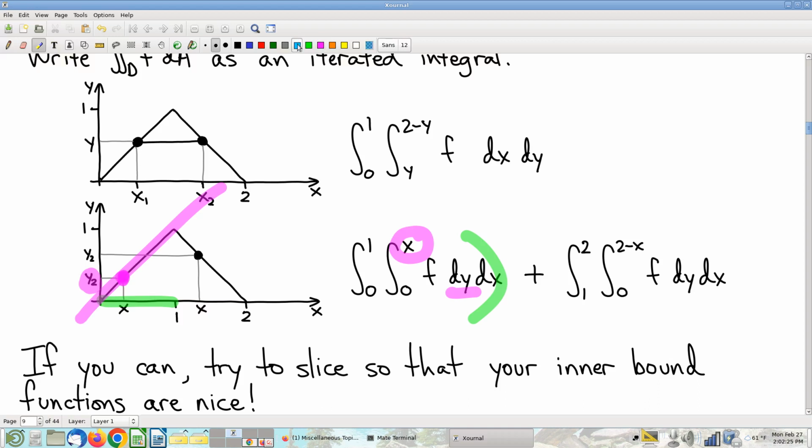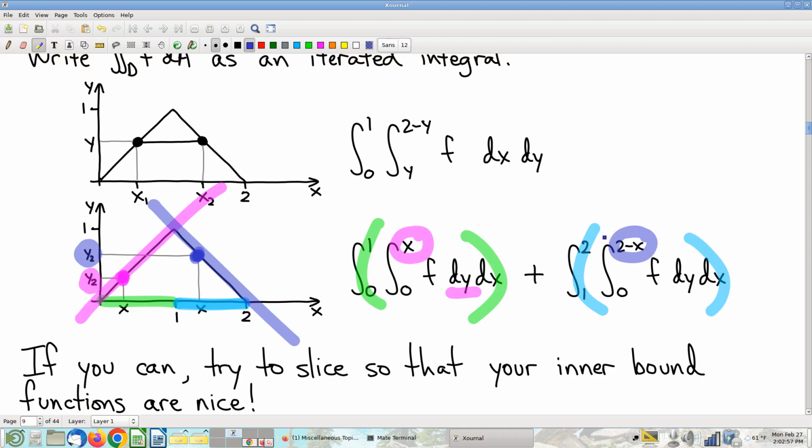Whereas, for these values of x over here, for x between 1 and 2, for these blue values of x, notice that my upper bound for y comes from this point, which is on a totally different curve with totally different algebra, and I get, therefore, a totally different upper bound. So this is the problem.